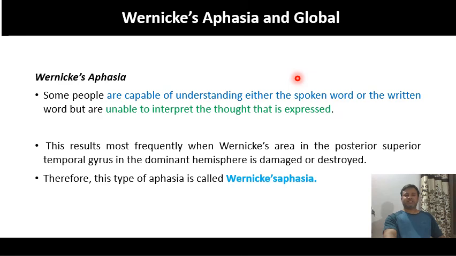Now come to the diseases related to Wernicke's area. First is Wernicke's aphasia, and then we will discuss global aphasia. So what is Wernicke's aphasia? The person is capable of hearing either the spoken word or written word, but unable to interpret the thoughts that are expressed. That means the person can hear spoken words and can speak, but he is unable to understand and explain those things. So this is called Wernicke's aphasia.